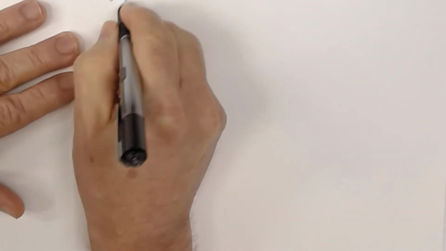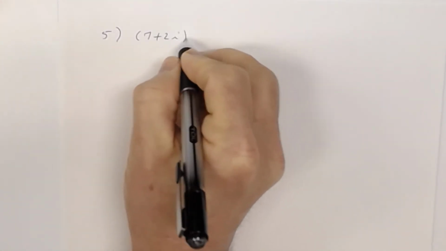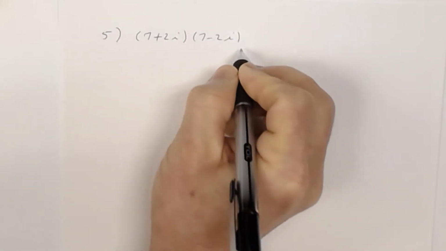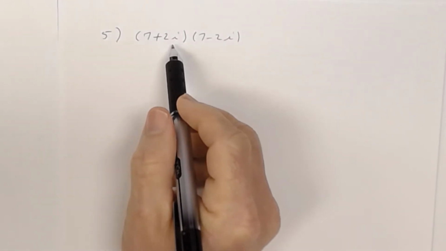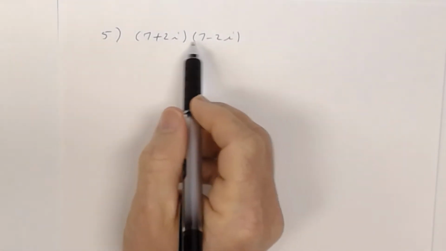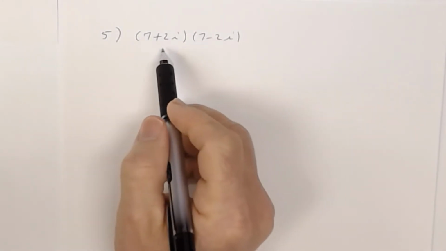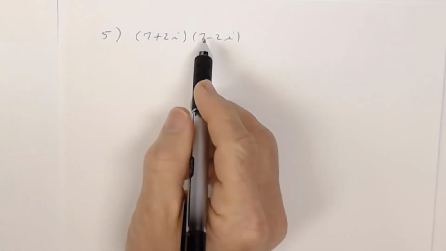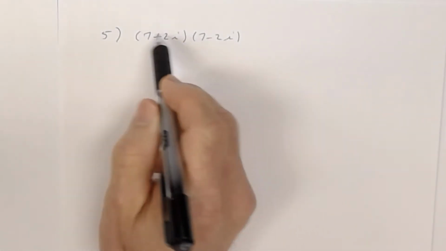Okay, let's look at number 5. We have, again, we're multiplying two complex numbers, 7 plus 2i times 7 minus 2i. And I want you to notice, if you remember in the previous course, when you multiplied two binomials where the first terms were the same and the last terms are the same except for the signs, remember what happened to the outer and inner? Okay, so we're going to look at that. So again, we're going to use the FOIL method.